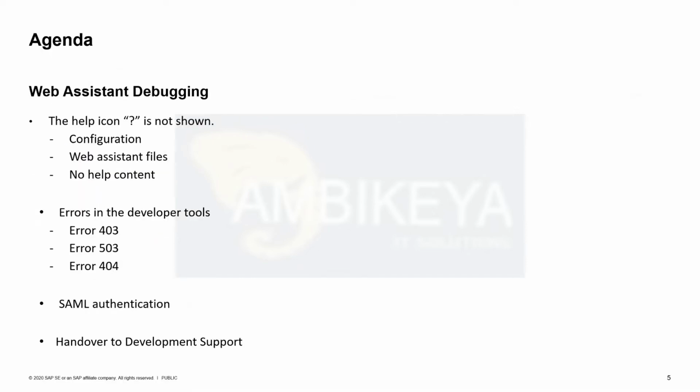So what I tried to do for this session, just an overview of what I'm going to talk about, what to do if the help icon is not shown, what options you can check. The next thing, I'm going to talk about the most common errors that you can find in the developer tools. And then at the end, the SAML authentication in iframe. And in case you go through all this and you don't find the issue, I'm going to tell you what information we need from you so that we can process the incident faster.